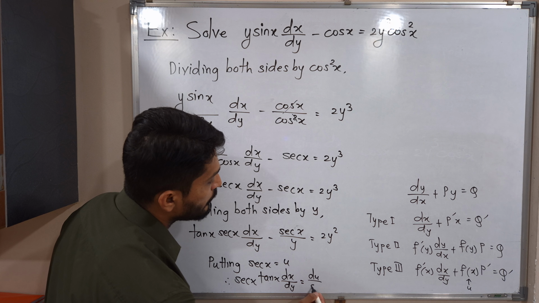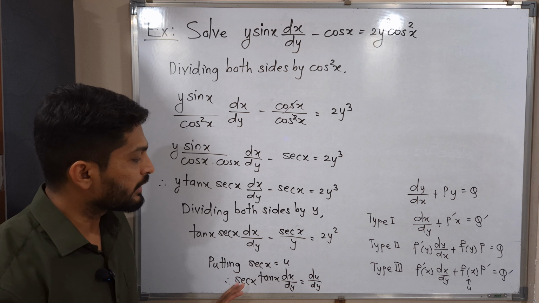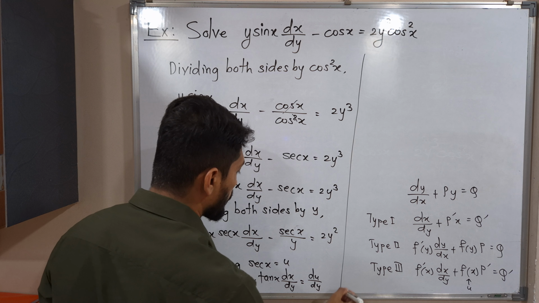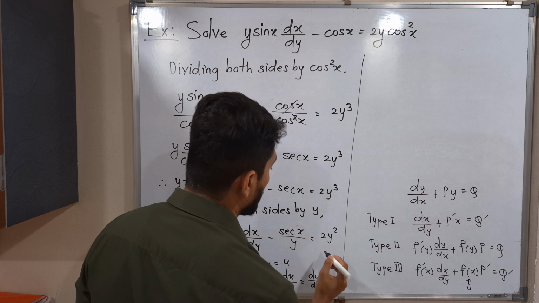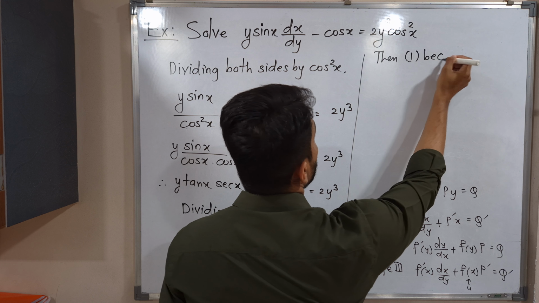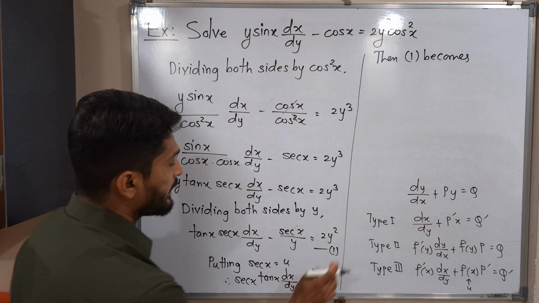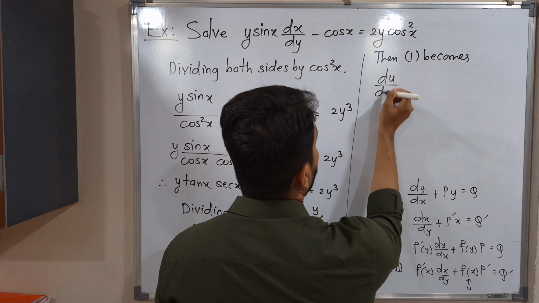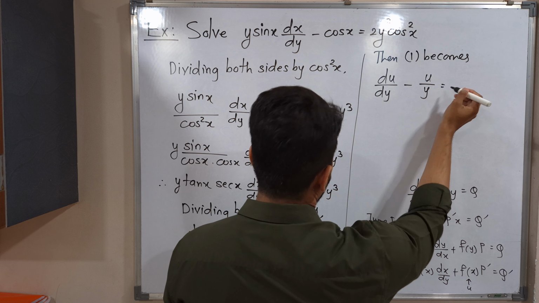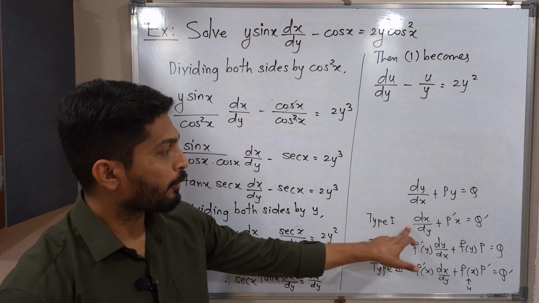On the right hand side also I will take the derivative. Derivative of u is du by dy. We are differentiating with respect to y. You can see here dy in the denominator. It means we need to differentiate with respect to y. I got this one. Let us move further. Let me call it equation number 1. Then 1 becomes, so see what will I get? 1 becomes tan x sec x dx by dy will be replaced by du by dy. Du by dy minus sec x, meaning u upon y, is equal to 2y square.